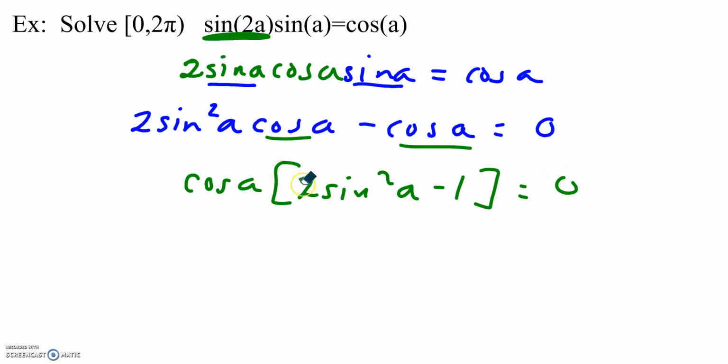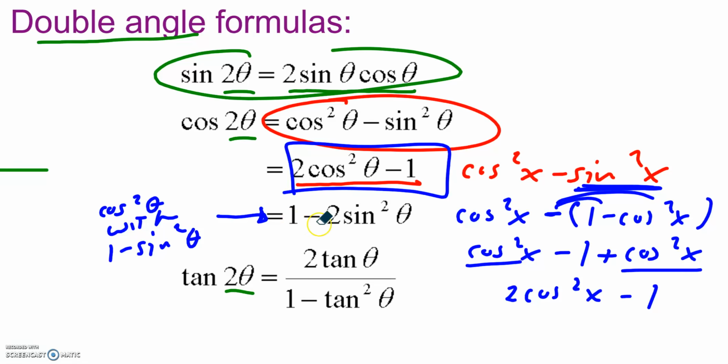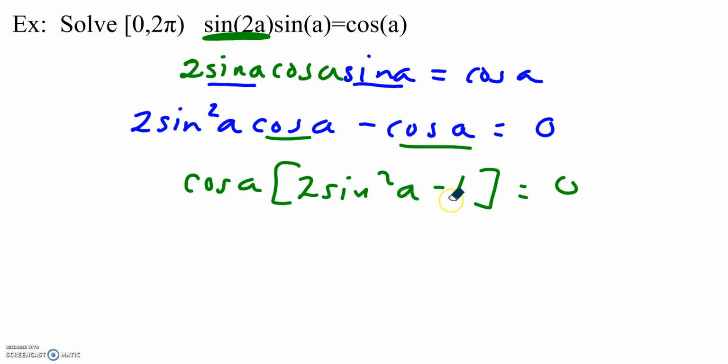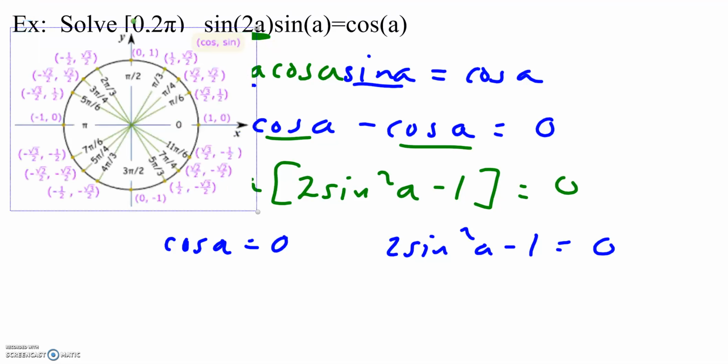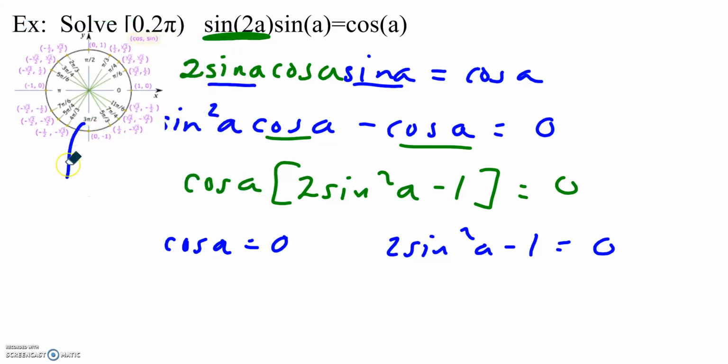Now this reminds me of an identity. Let me see if it exactly matches. If I go back to my double angles, I have 1 minus 2 sine squared theta. Here it's 2 sine squared theta a minus 1, which isn't exactly the same. So I'm not going to replace an identity. Instead, I'm just going to set both equal to 0. Cosine of a equals 0, and 2 sine squared a minus 1 equals 0. Again, let me just paste in my unit circle here. So if I take a look at my unit circle, just like last time, the cosine of a, or where x is 0, is at pi over 2 and 3 pi over 2.